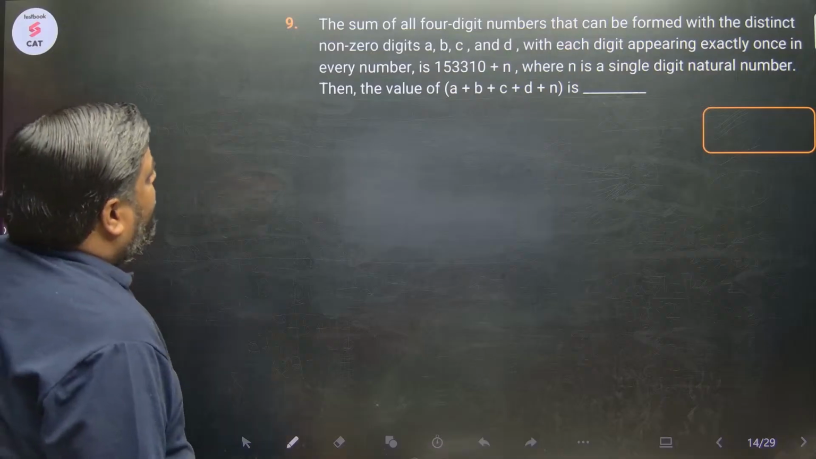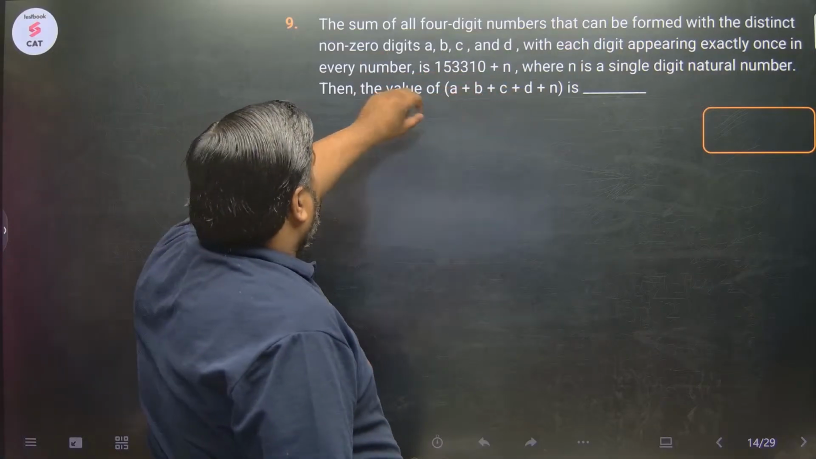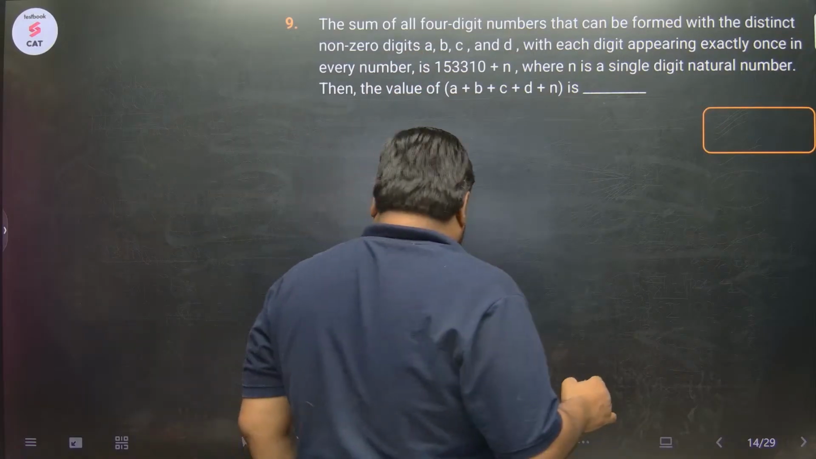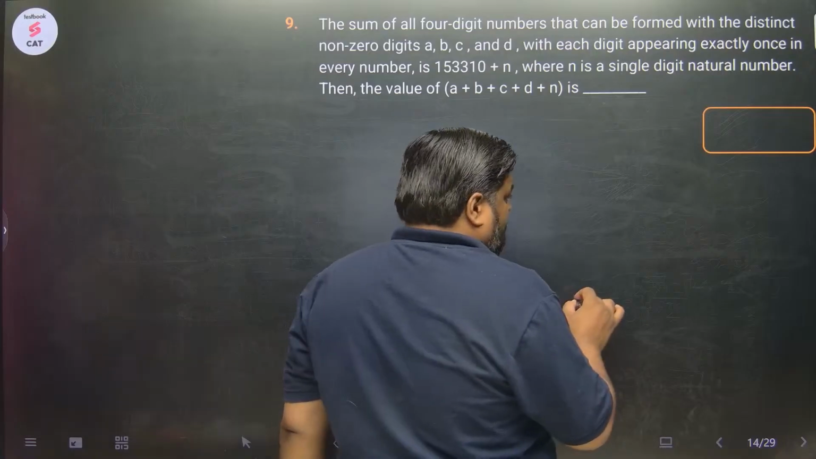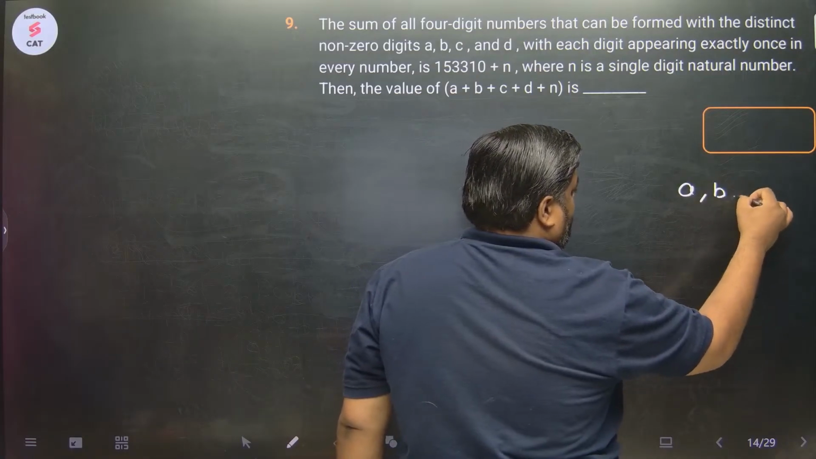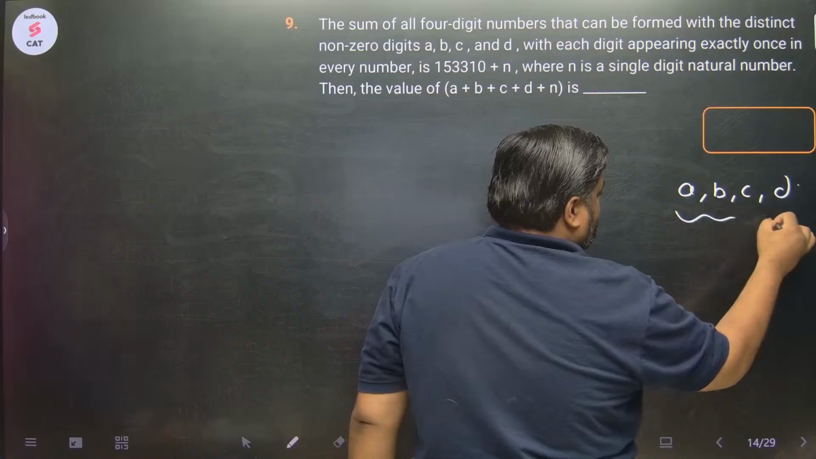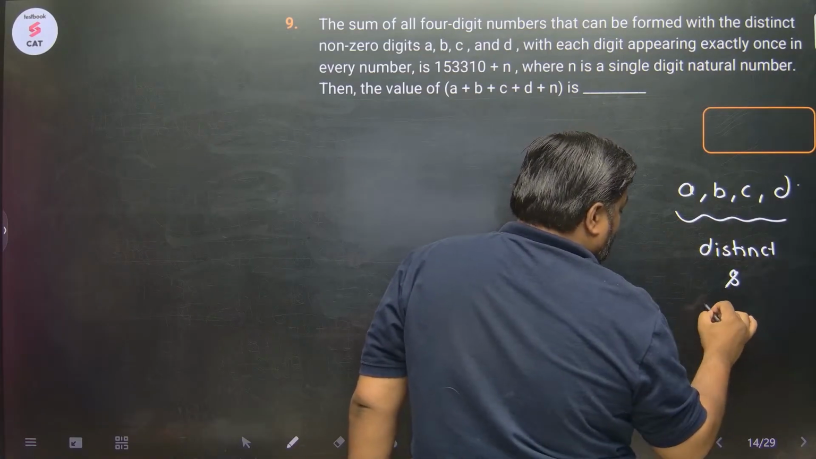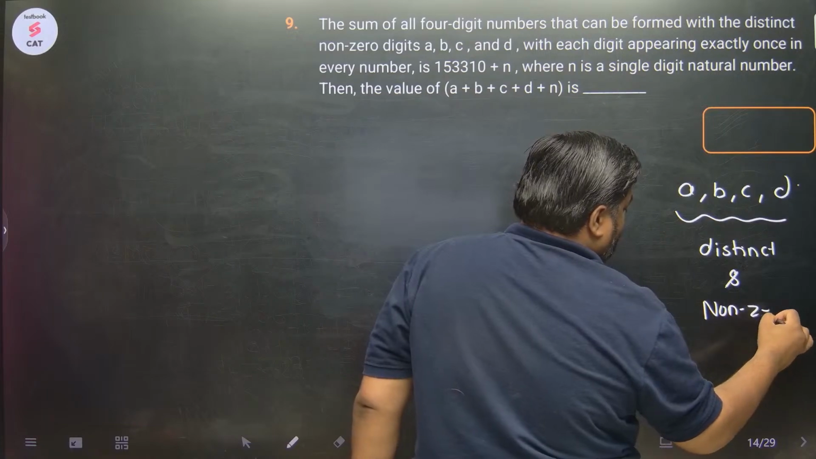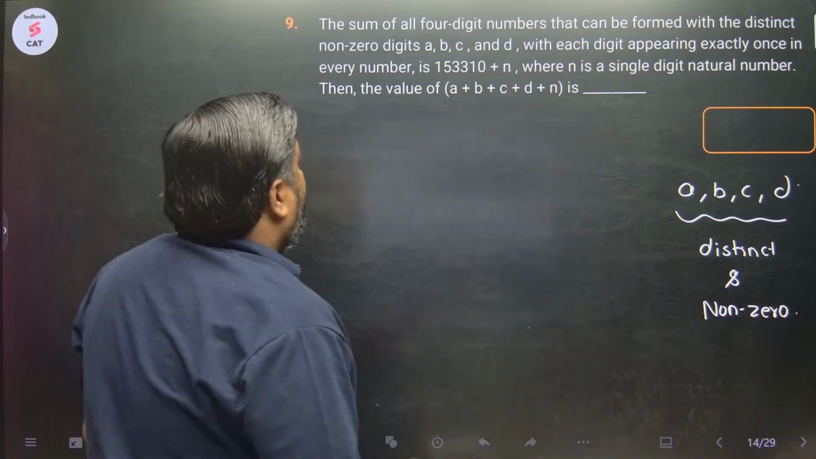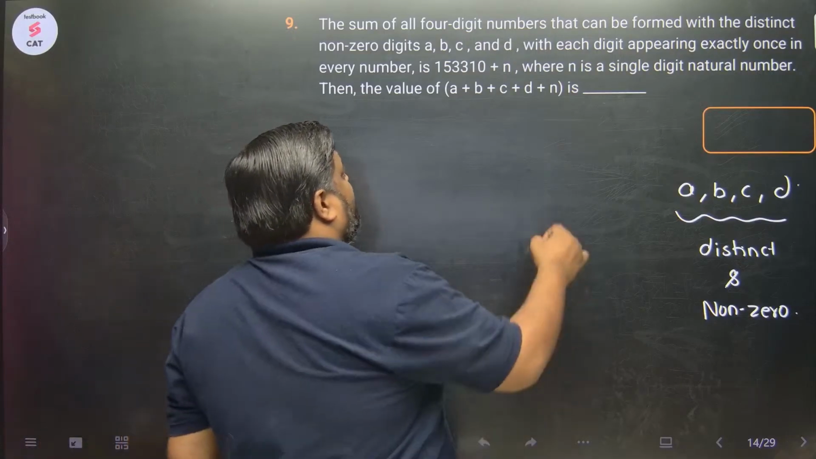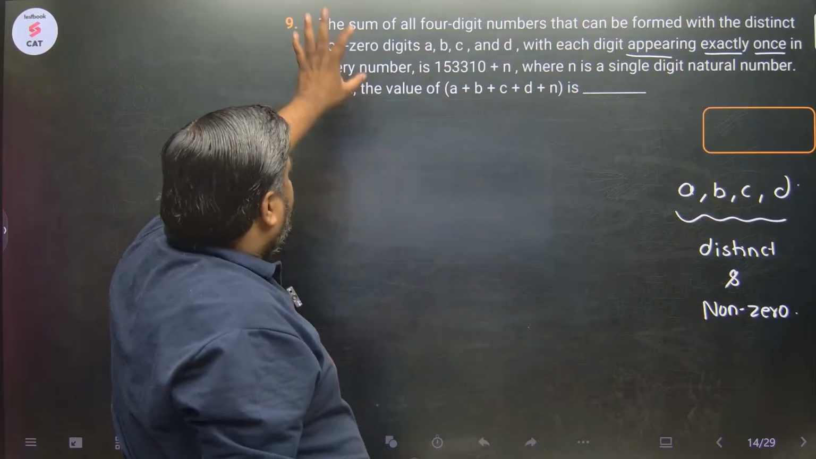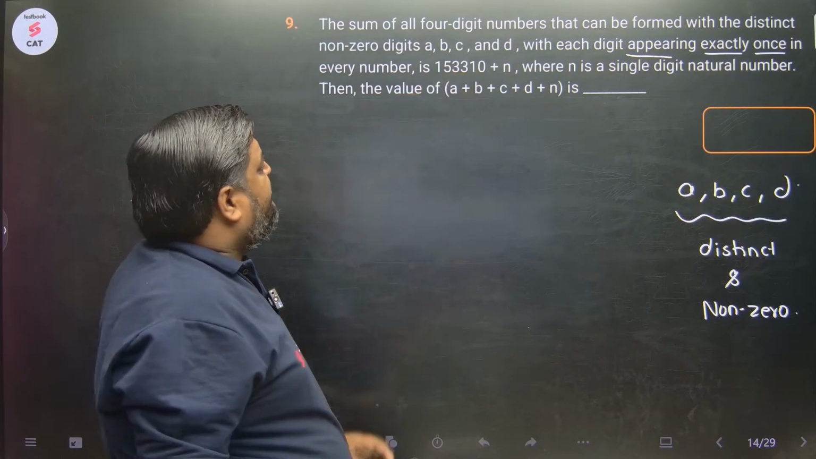The sum of all 4 digit numbers that can be formed with distinct non-zero digits A, B, C, D, with each digit appearing exactly once. A, B, C, D are distinct and they are non-zero. The sum of all those numbers is 1533110.